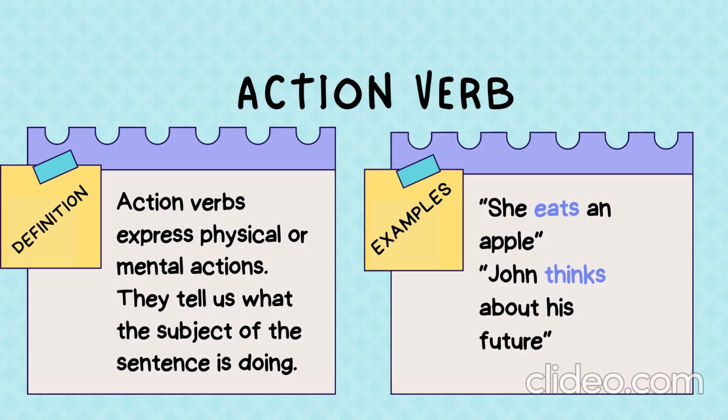Action verbs express physical or mental actions. They tell us what the subject of the sentence is doing. Examples: She eats an apple. John thinks about his future. Here, eats and thinks are action verbs. Both these words talk about what the subject is doing.